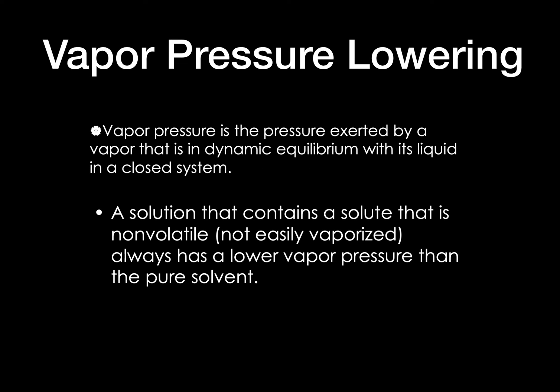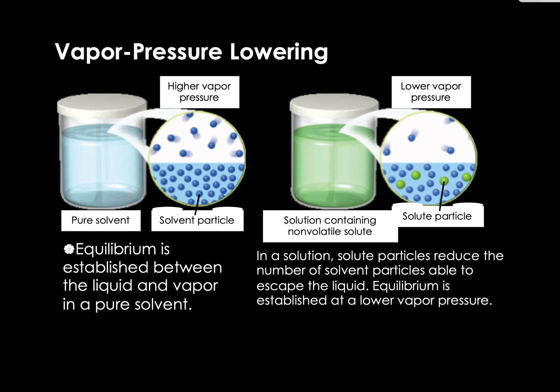So vapor pressure is the pressure exerted by a vapor that is in dynamic equilibrium with its liquid in a closed system. A solution that contains a solute that is non-volatile, which means not easily vaporized, always has a lower vapor pressure than the pure solvent. In this first set of pictures, equilibrium is established between the liquid and vapor in a pure solvent. Now, in a solution, solute particles reduce the number of solvent particles able to escape the liquid. Equilibrium is established at a lower vapor pressure.